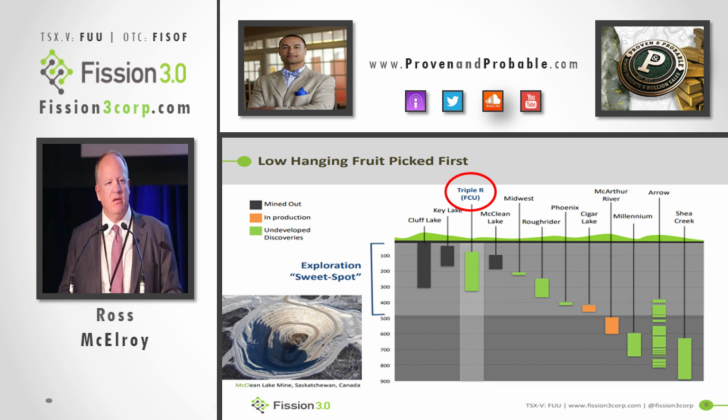Our PLS project that hosts the Triple R deposit in Fission Uranium is a great example of a near-surface deposit. The mineralization starts at 50 meters below the surface, so 150 feet below the present-day surface is where the high-grade mineralization starts. That makes it a potentially open-pittable deposit, which is generally low cost and gives you a lot of flexibility. So this is the sort of thing that we're looking for in Fission 3.0.